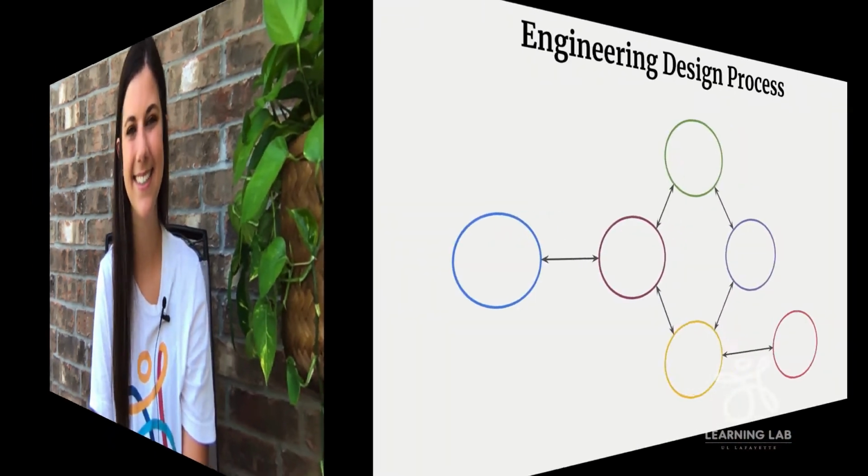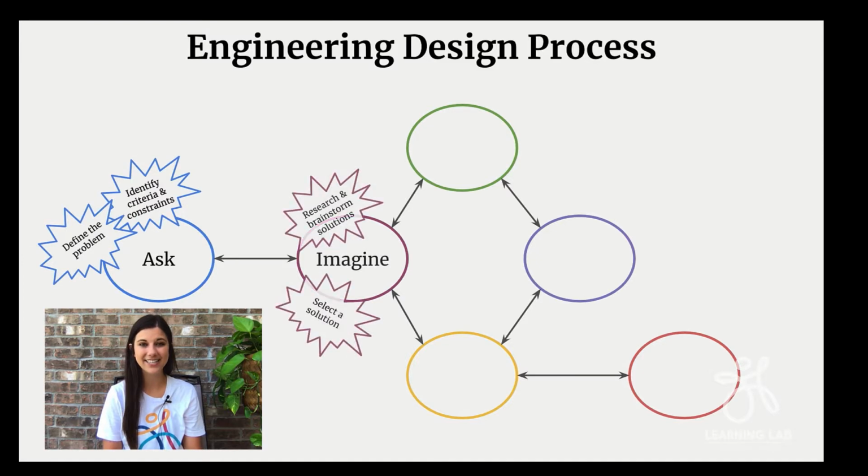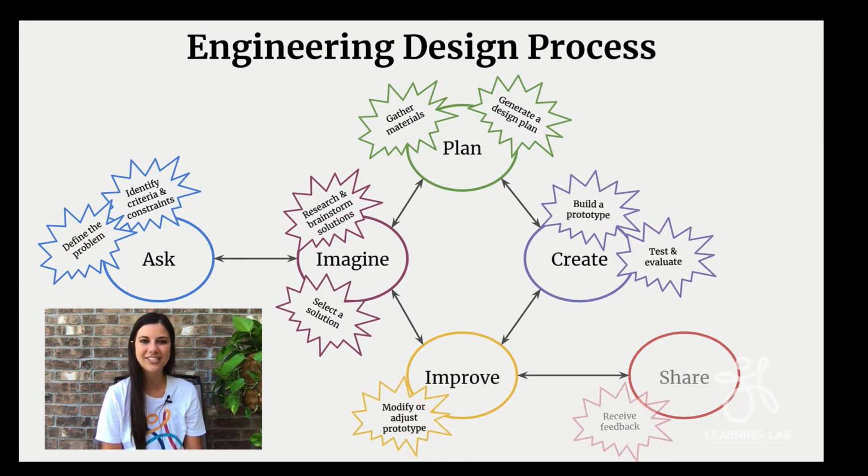Here you'll see the engineering design process. Remember, there are 6 stages beginning with ask, imagine, plan, create, improve, and share. Don't forget, these stages are iterative, meaning that you can move back and forth between each step as you continue working to engineer your solution.